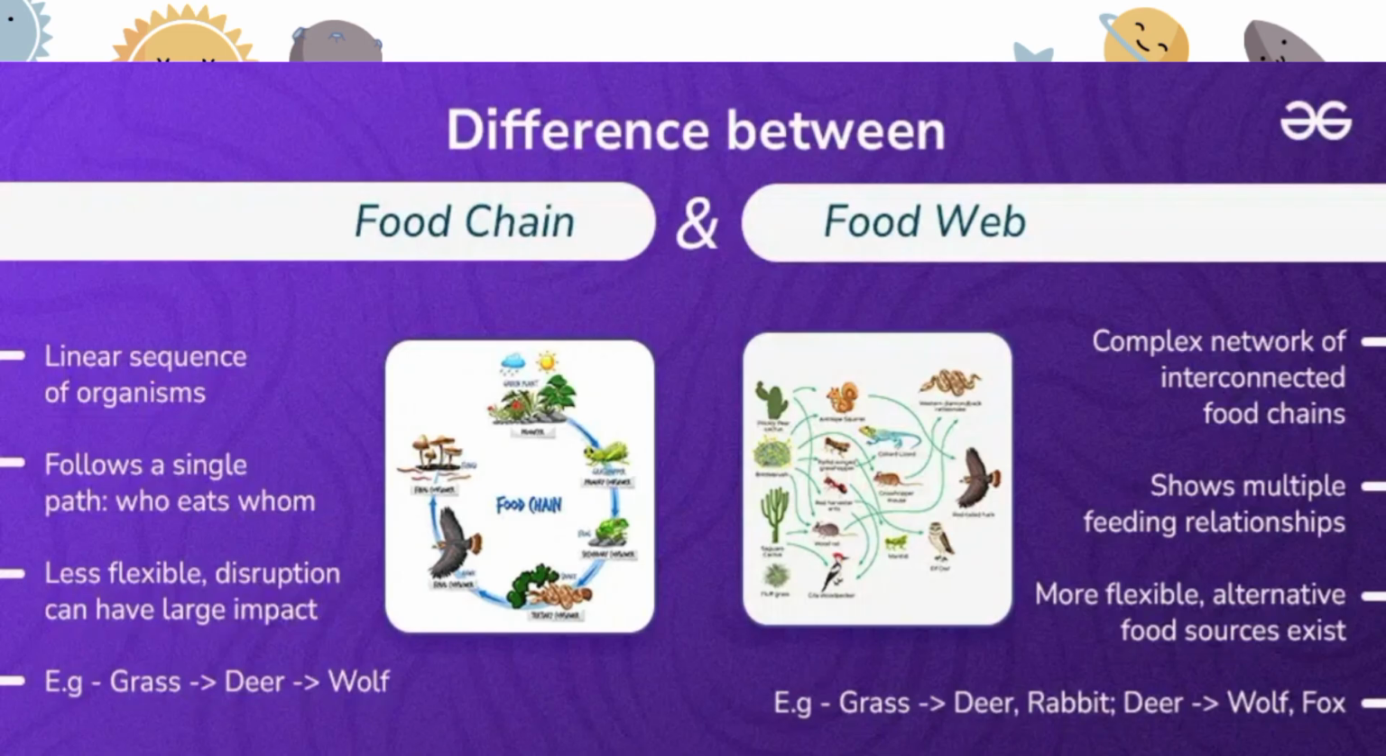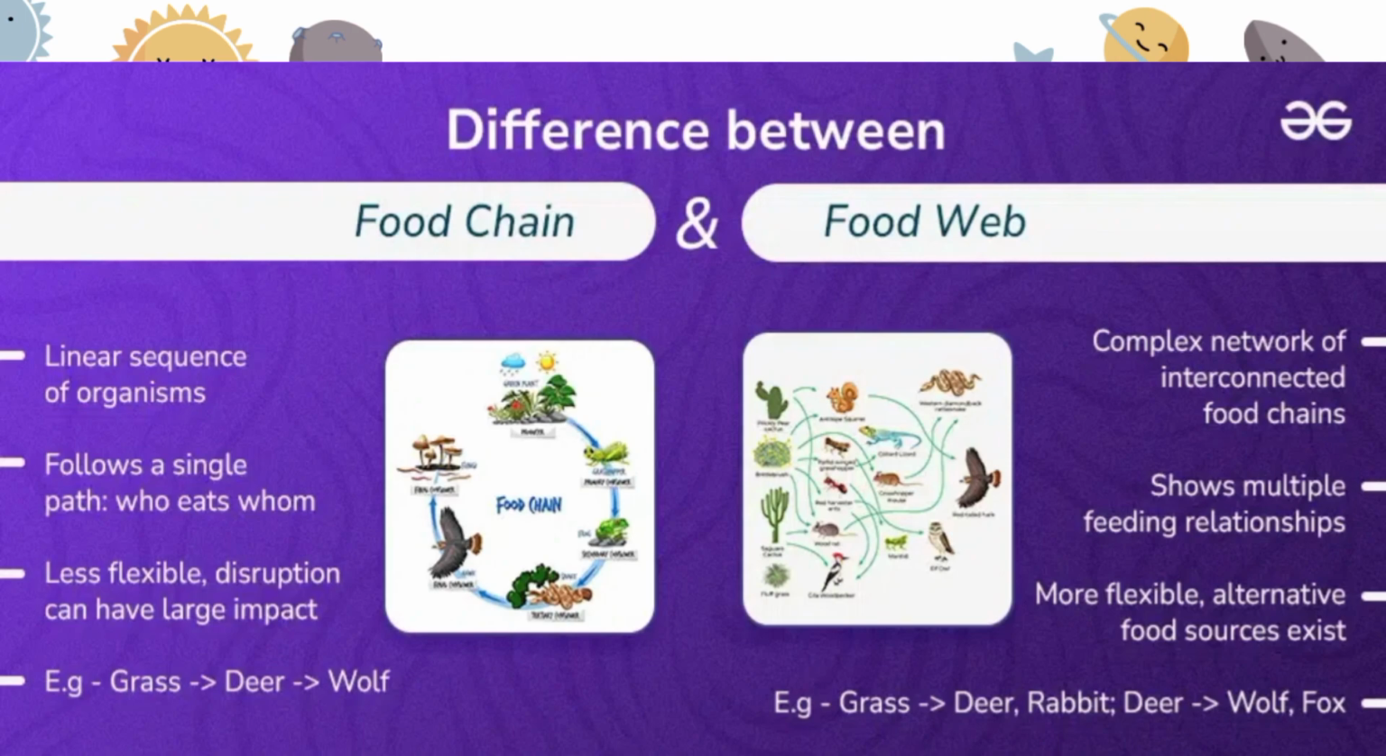So, what is the difference between food chain and food web? Food chain, linear sequence of organisms, while food web, complex network of interconnected food chains. Food chain follows a single path of who eats whom, while food web shows multiple feeding relationships. Food chain less flexible, disruption can have large impact, while food web more flexible, alternative food resources exist.